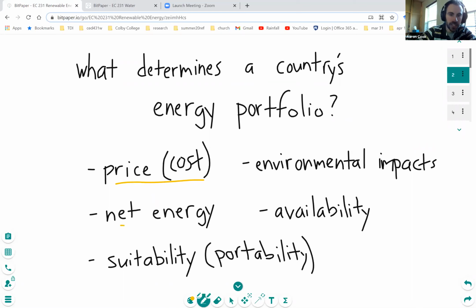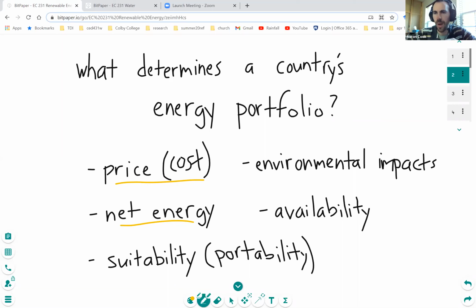Net energy is another consideration. This is how much energy you get from that type of energy resource, minus what is required to discover, explore for it, mine it, extract it, and actually turn it into electricity. So fossil fuel resources, coal, natural gas, tend to have very high net energies. Those are very energy dense kinds of fuels, and they have very high net energy.